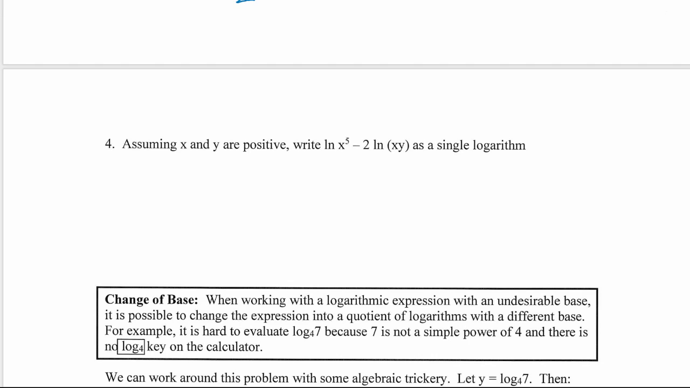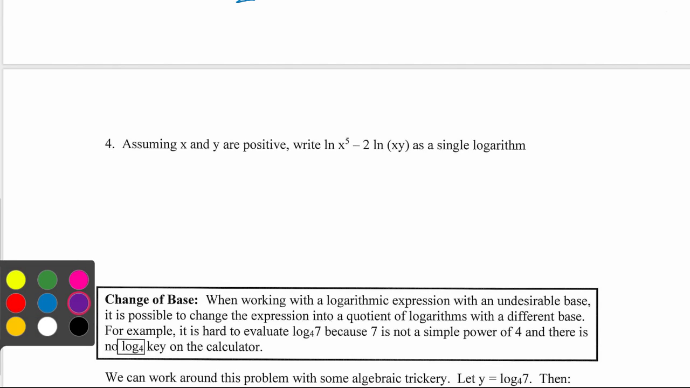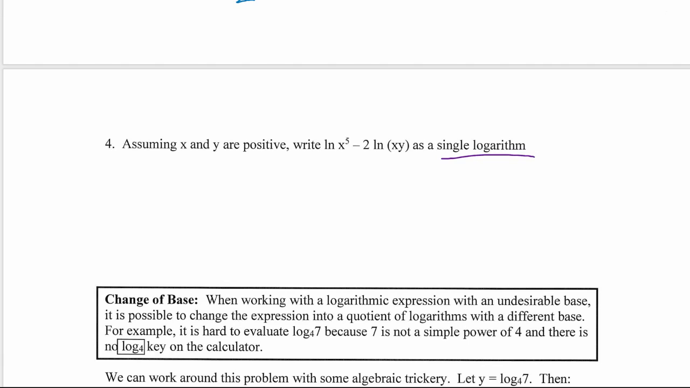So assuming x and y are positive, rewrite natural log of x to the 5th minus 2 natural log of xy as a single logarithm. Okay, so like I said, now it's asking you to rewrite these as a single logarithm rather than pulling them apart. So your first step here is kind of to move in the opposite order of the ones we just did up above. So our last step with all the ones that we just did on the first page of notes was to move the exponent out in front.